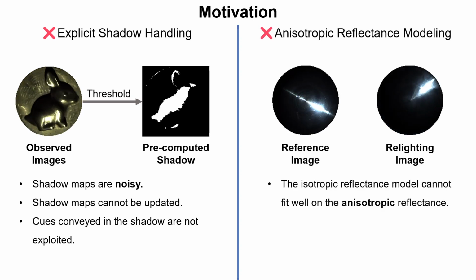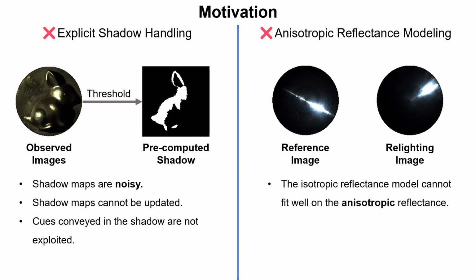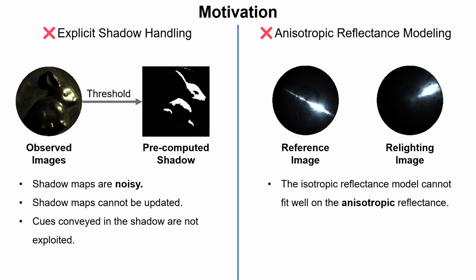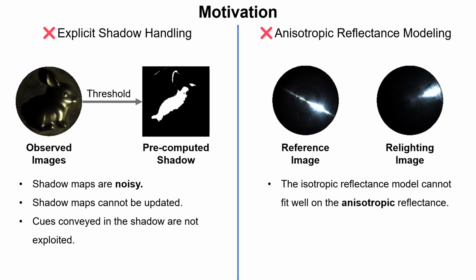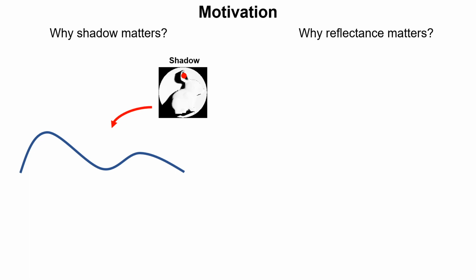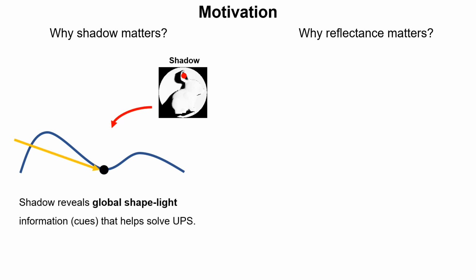Second, this method employs isotropic material models instead of an anisotropic one. This reflectance model may not be well suited for objects with anisotropic reflectance. DANI-Net aims to address these limitations by understanding and tackling two fundamental questions. The first question is about the significance of shadows and why they matter. Through our research, we are aware that the shadows convey crucial global shape-light cues that are instrumental in solving the uncalibrated photometric stereo problem. Hence, it becomes imperative to exploit these cues effectively.